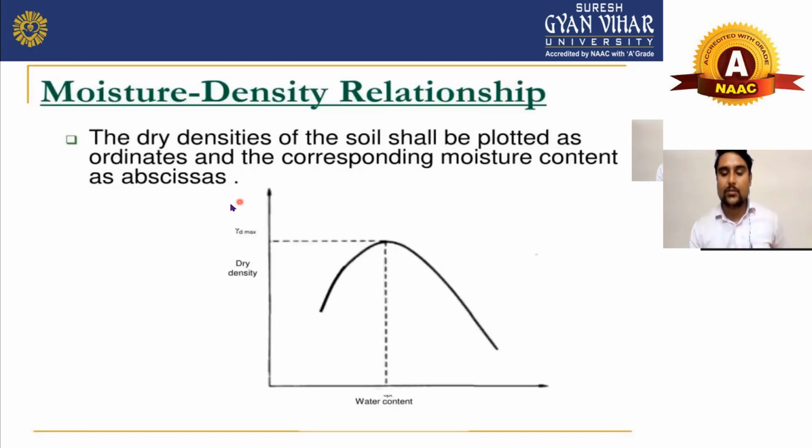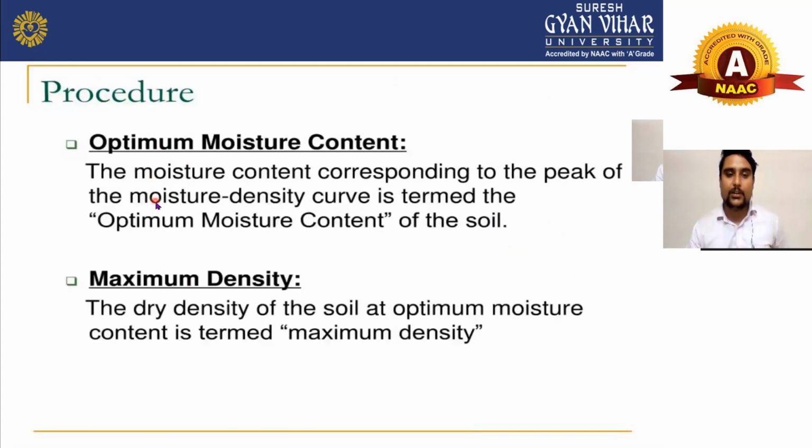Now, how do you have to do it? You have to plot a diagram, the dry density, and it will give you the moisture density relationship. The dry densities of the soil shall be plotted as ordinates and the corresponding moisture content as abscissas. Now we will see the procedure.